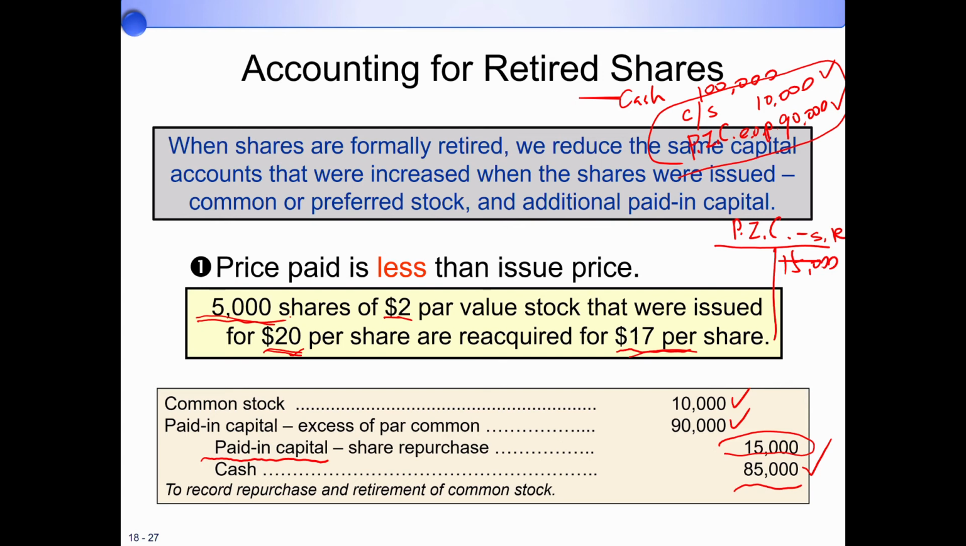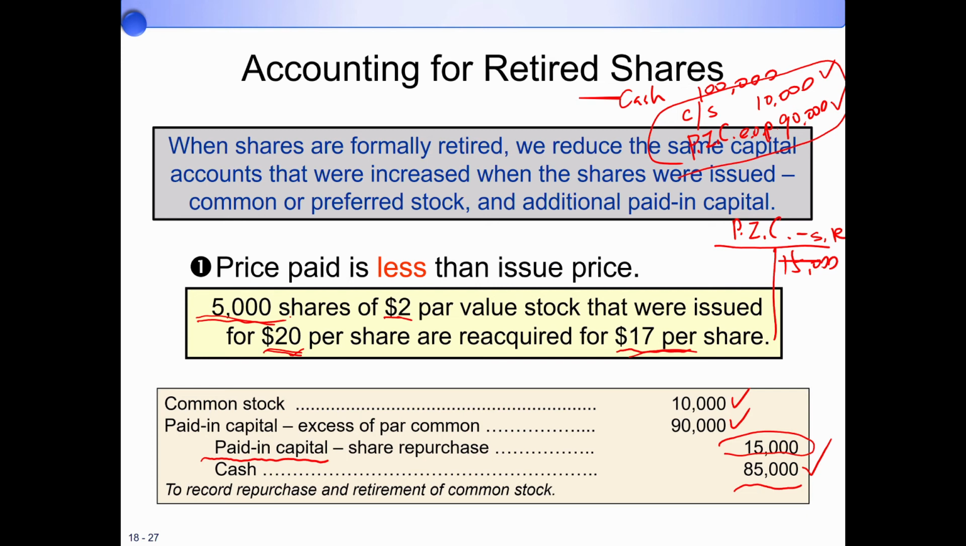So paid-in capital share repurchase is a credit account. Remember, this is a paid-in capital account. Paid-in capital normal balance, right? It's like common stock and paid-in capital in excess of par value. These are all supposed to have a normal balance on the credit side. That makes sense, everyone? So we just learned an additional paid-in capital account, because paid-in capital share repurchase is a special paid-in capital account.